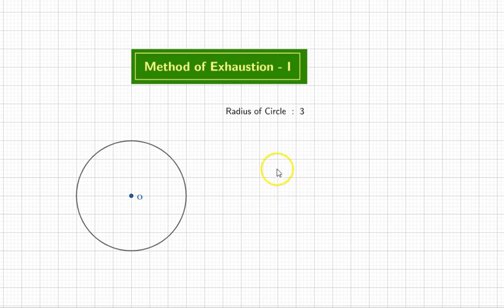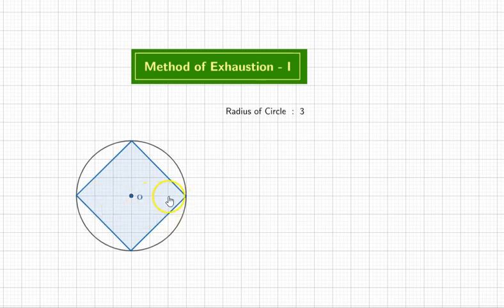Let us see how Euclid figured out the area of a circle without knowing anything about pi. So what he did was he constructed a polygon inside the circle, what is called an inscribed polygon. Now to begin with, he inscribed a four-sided polygon, that is a square.